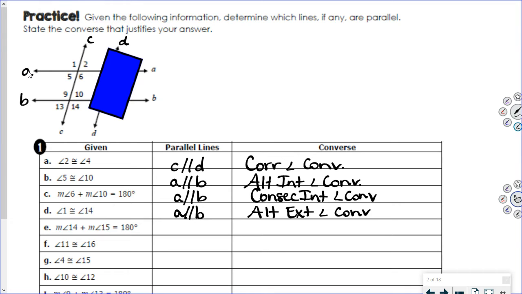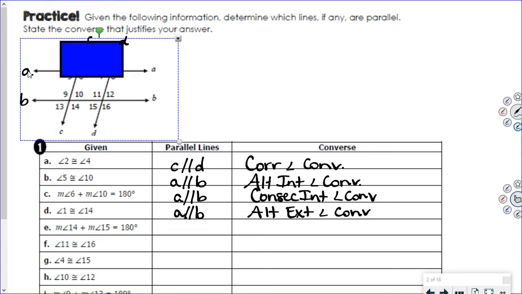For part E, we're looking at angles 14 and 15. Those are consecutive interior angles, which if you look here, they're supposed to be 180. So they are, so by the consecutive interior angle converse, we could say, and now the two lines that we're looking at are C and D.